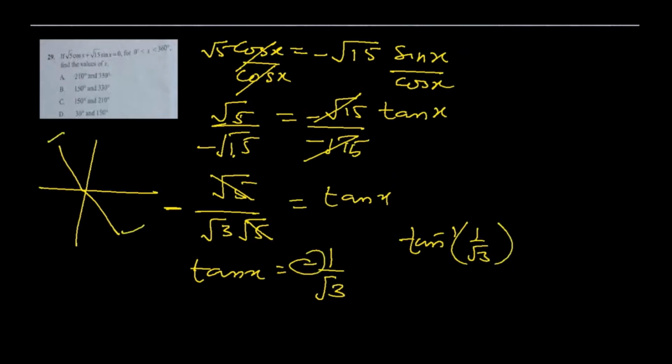Tan inverse 1 over square root 3 will be 30 degrees. So 30 degrees here and 30 degrees here. So the final answers will be from 0 till this line, which is 150 degrees, right? 180 minus 30, 150. So our answer could be B and C. Second answer will be from 0 to this line, which is 330, less than 360, 330. So B is the answer, 150 and 330.